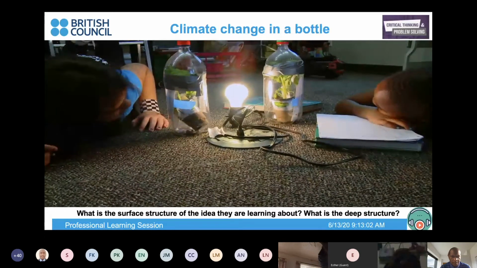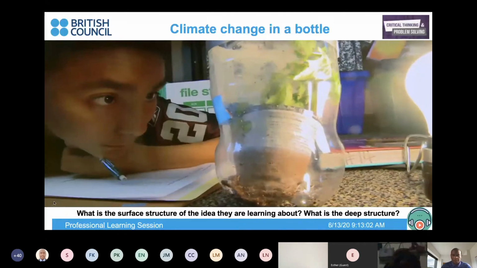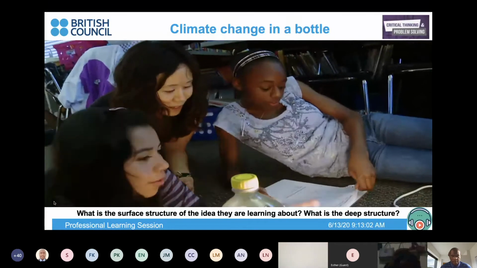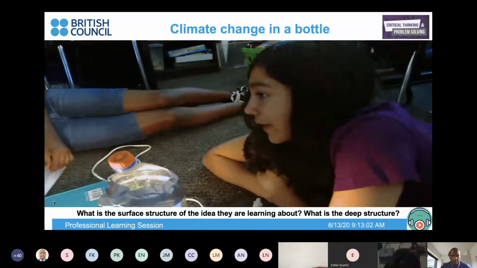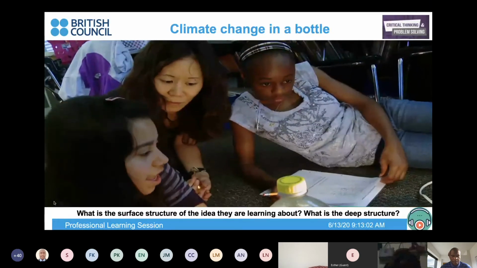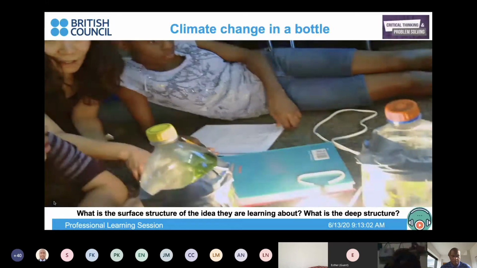Yeah, me too. Especially as scientists, they also have to see a relevance to their life and a relevance to the world. What was your hypothesis? That the one with the CO2 was going to be hotter than the one without. Yeah. Because the CO2, like in real life, it's making us warmer, so in the bottle, it's making that plant warmer. And it's a greenhouse gas.